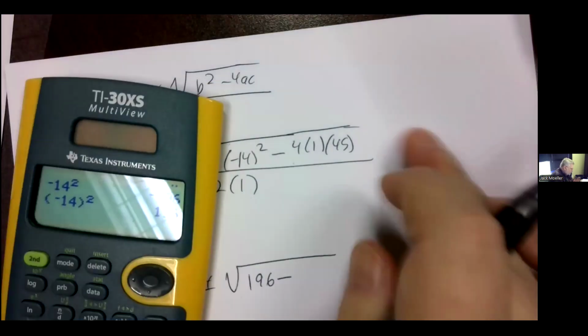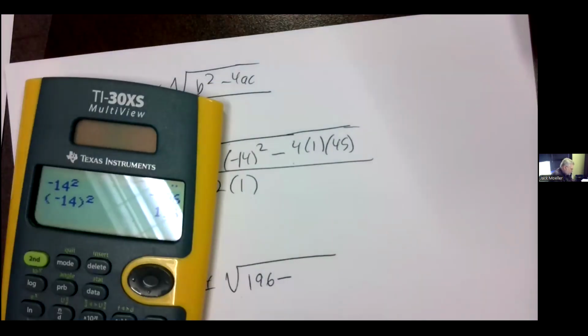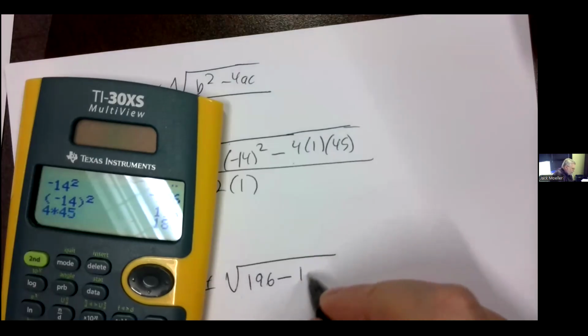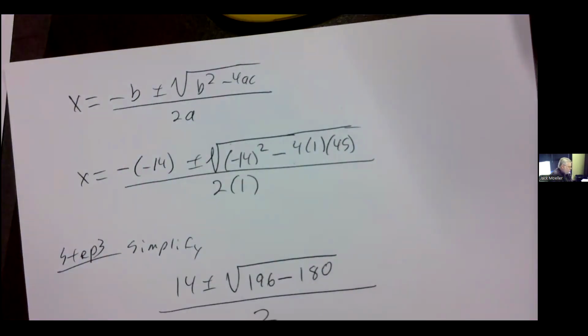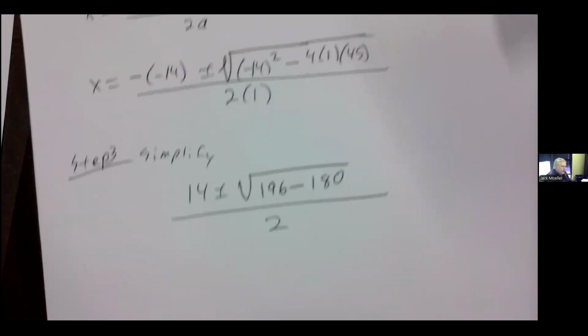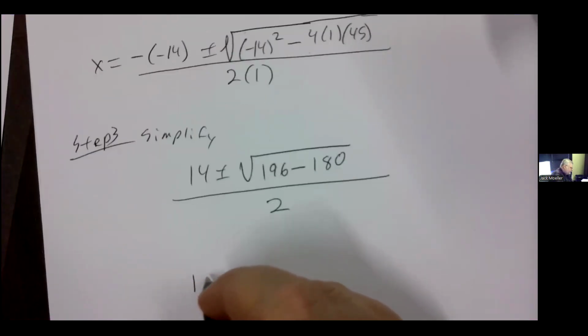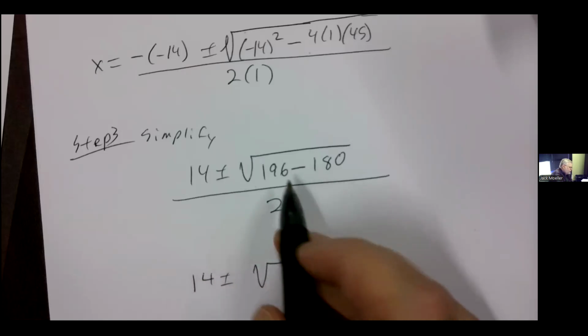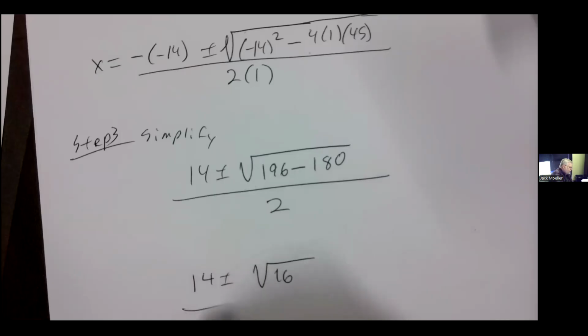Some people like to do it all at once in the calculator. I'm still kind of old school. So inside we get 196 minus 180, and then we simplify it: 14 plus or minus the square root of 196 minus 180, which is 16, over 2.